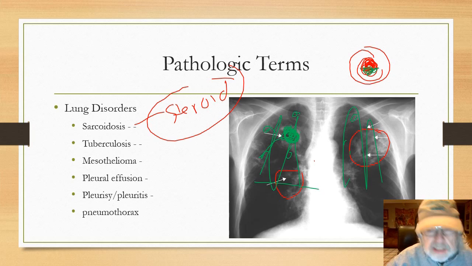When people get a TB skin test, what they do is they put a little bit of protein material. It's called purified protein derivative, or PPD.